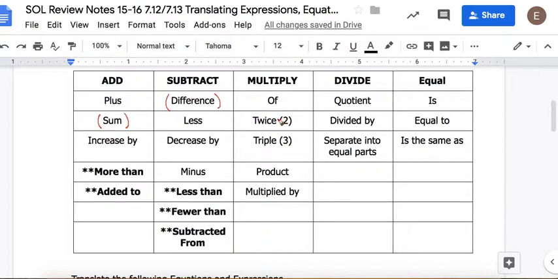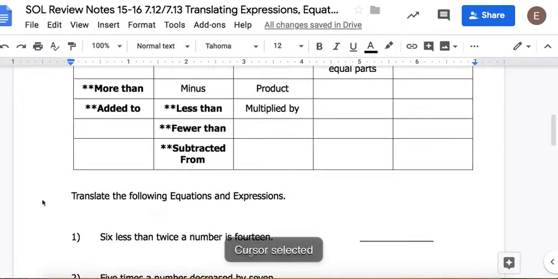Okay, multiply: of, twice means multiply by 2. Triple means multiply by 3. Product is another grouping. Multiply by, and then quotient is our division grouping word. Divided by, separated into equal parts. And then for equal, you're looking for is, equal to, or is the same as. That means put an equal sign. Okay, let's look at some examples.